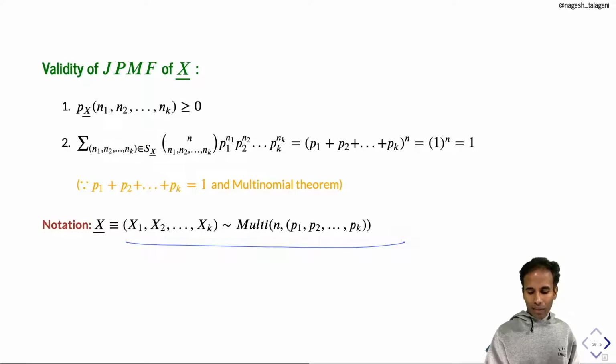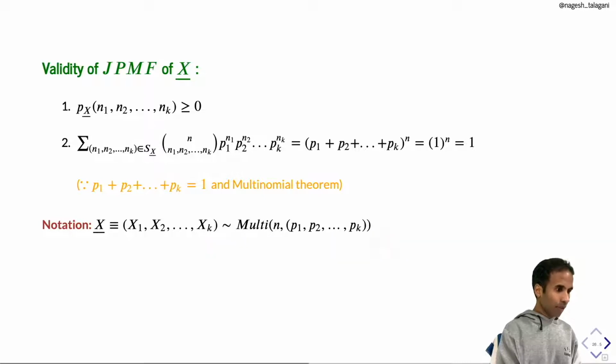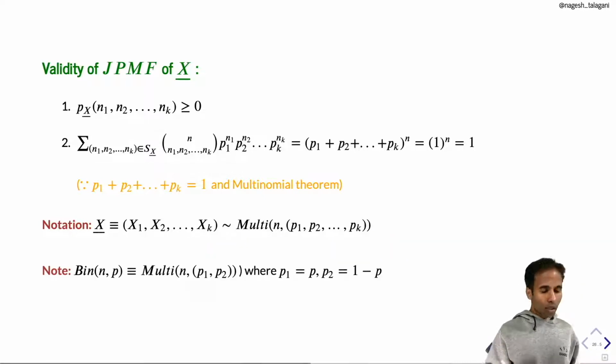We read it as x under bar follows multinomial distribution with parameters n and vector p1, p2, ..., pk. Next, note this binomial distribution is going to be a special case of multinomial distribution. Binomial distribution with the parameters n comma p is the same as multinomial distribution with the parameters n comma vector p1, p2, where p1 is p and p2 is 1 minus p.